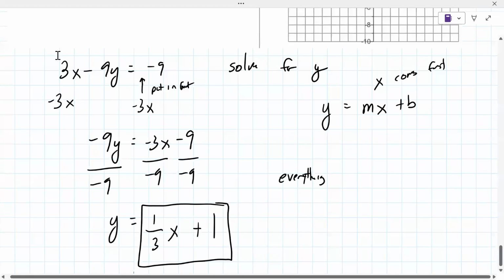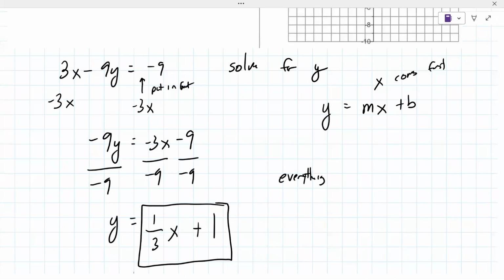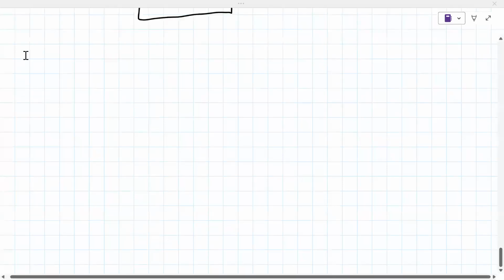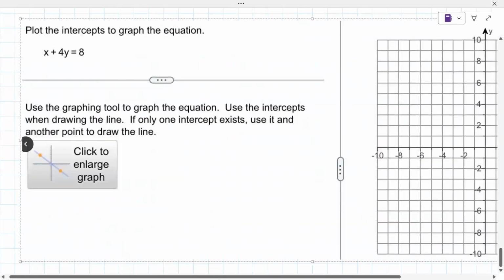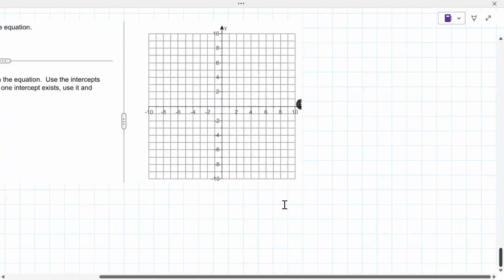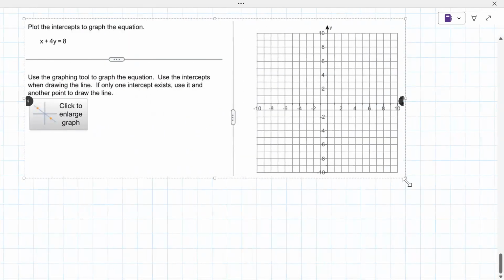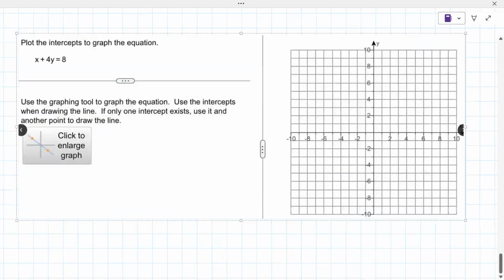All right, so I think we've done that one. I'm trying to make sure we get all of them done here. Okay, here is one for you to for sure try on your own. I actually should have had you do this one earlier. It's the x plus 4y equals 8. All right, so go ahead and give that a try. Let me know if you have any issues.